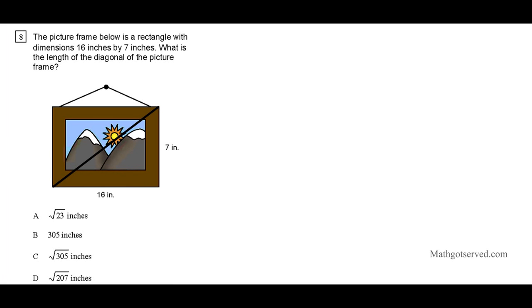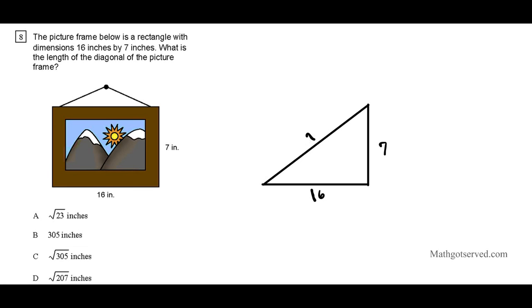So what we're going to do, I'm going to extract this triangle, and then we're going to use the Pythagorean theorem to figure out the length of the diagonal, okay? That length right there is the diagonal. So let's go ahead and extract it out. We have some measures that we know. The one on the bottom is 16, the horizontal length, and then the vertical length is 7 inches. And this diagonal right here, let's call it C. Okay? Why am I calling it C?